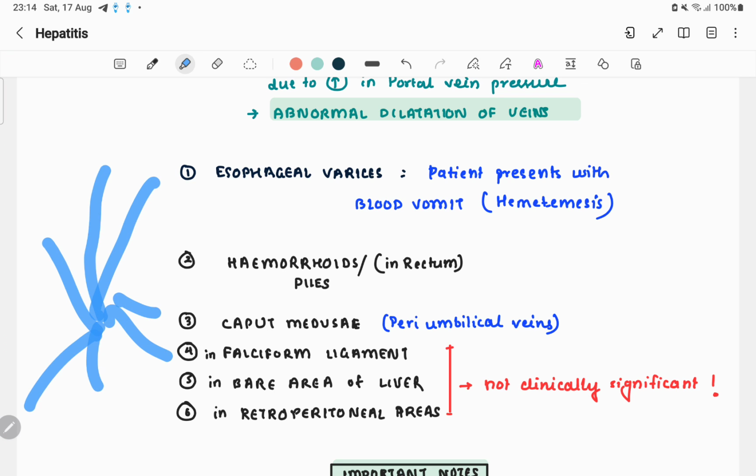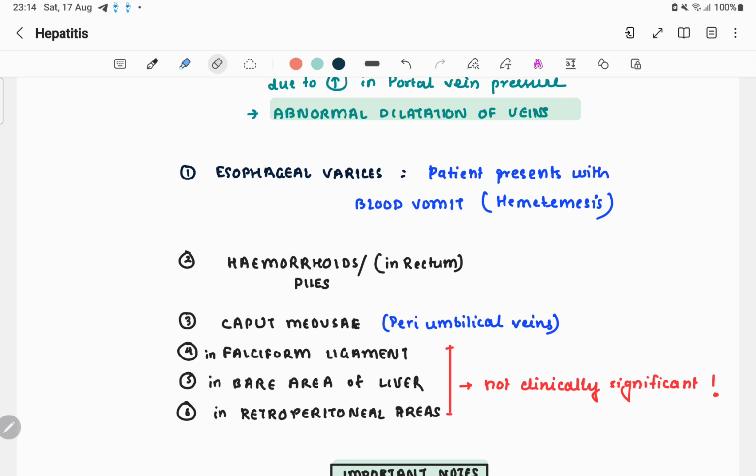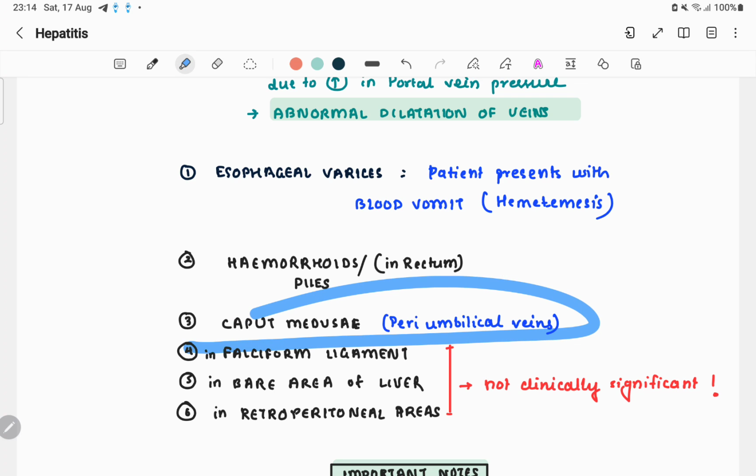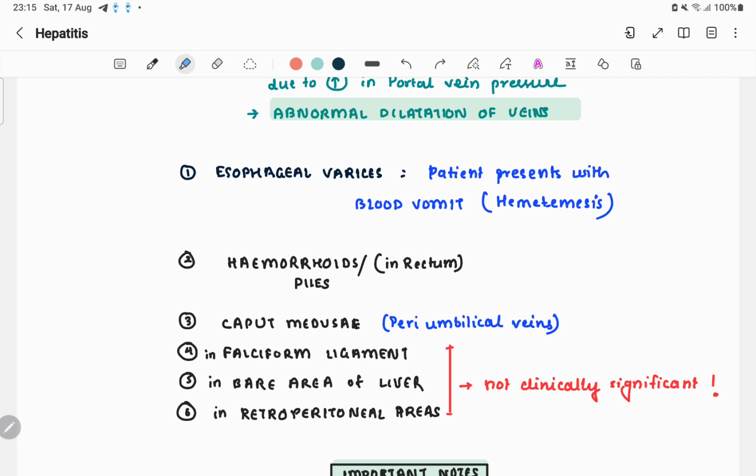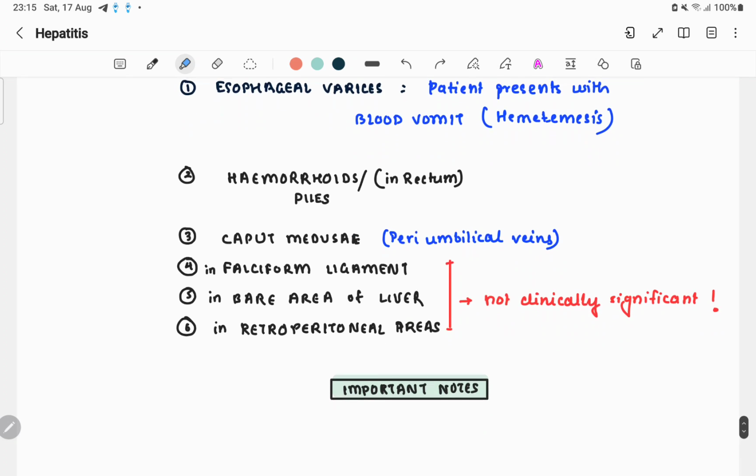This appears like this. The umbilicus is the watershed area, right? So the veins draining above and below are dilated and engorged. This is called caput medusae or peri-umbilical veins. And some portocaval anastomoses may be seen in the falciform ligament, in the bare area of the liver, and the retroperitoneal areas. The falciform ligament, bare area, and retroperitoneal area are not clinically significant.